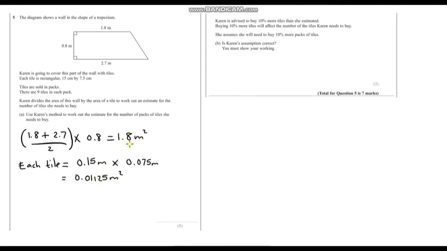And if our wall is 1.8 meters squared, to work out the number of tiles, we're just going to divide 1.8 by 0.01125. So 1.8 divided by previous answer. That gives us exactly, which is nice, 160. So we need 160 tiles in total.